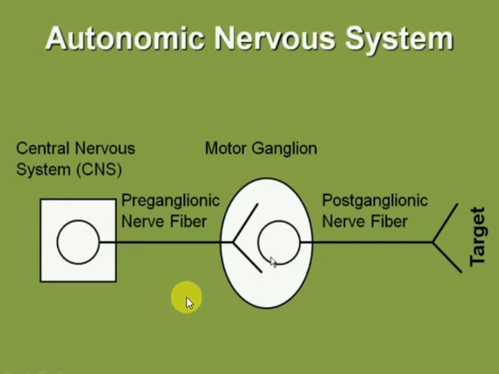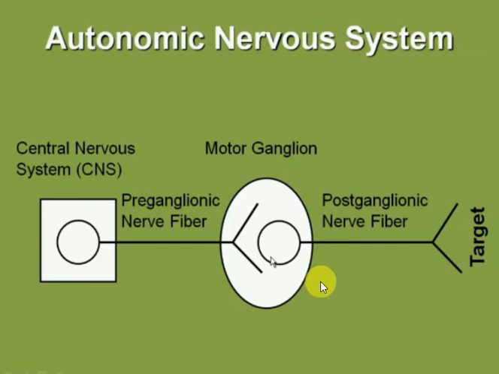So in the autonomic nervous system, there is always this two neuron pathway, the first neuron and the second neuron. The first neuron sends out its axon to the second neuron, which is located inside the ganglion, and that fiber is the preganglionic fiber. And the second axon, which is going from the ganglion towards the target organ, is the postganglionic nerve fiber. Postganglionic meaning going from the ganglion to the target organ.